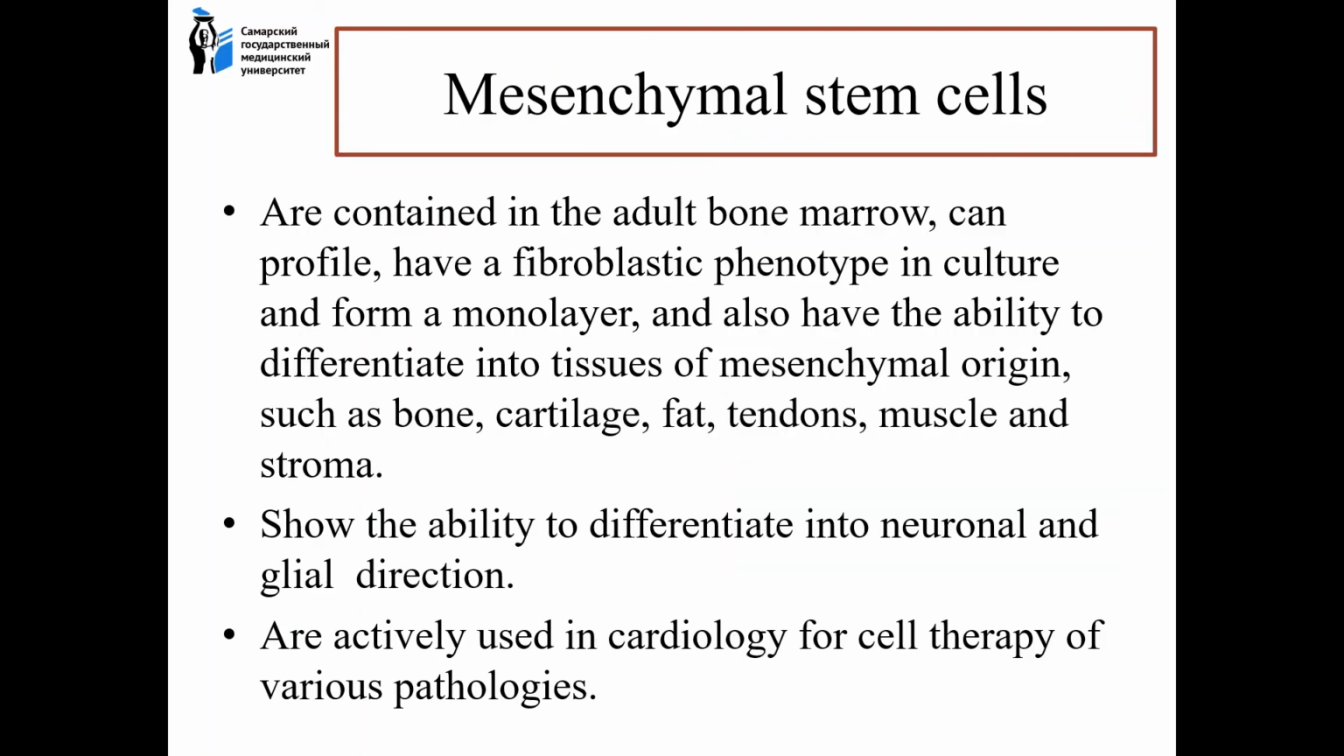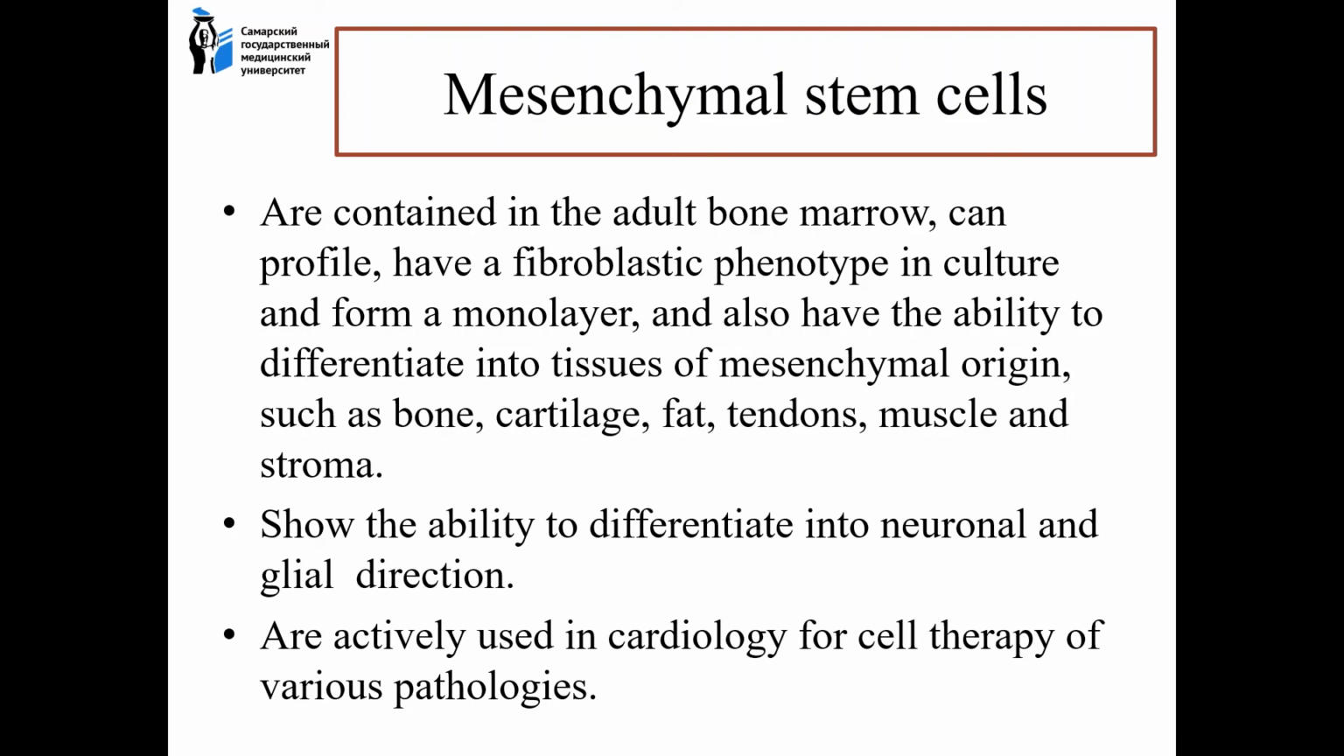Mesenchymal stem cells are contained in the adult bone marrow, have a fibroblastic type in culture and form a monolayer, and also have the ability to differentiate into tissues of mesenchymal origin, such as bone, fat, tendons, muscle, and stroma. They show the ability to differentiate into neural and glial direction. This type of cells is actively used in cardiology for cell therapy of various pathologies.